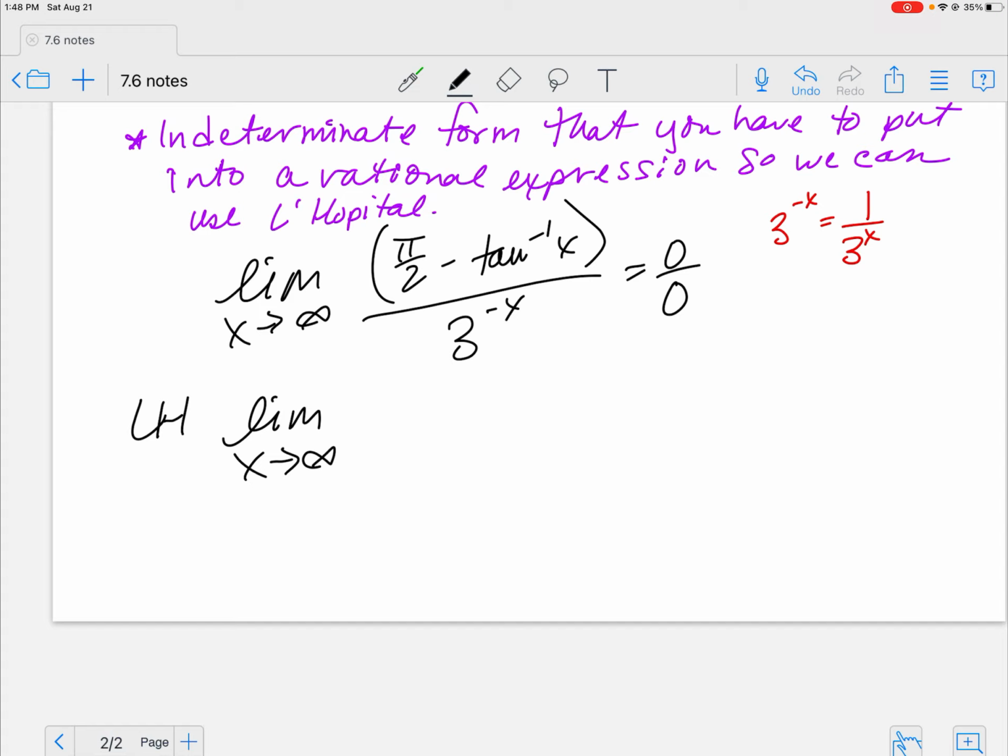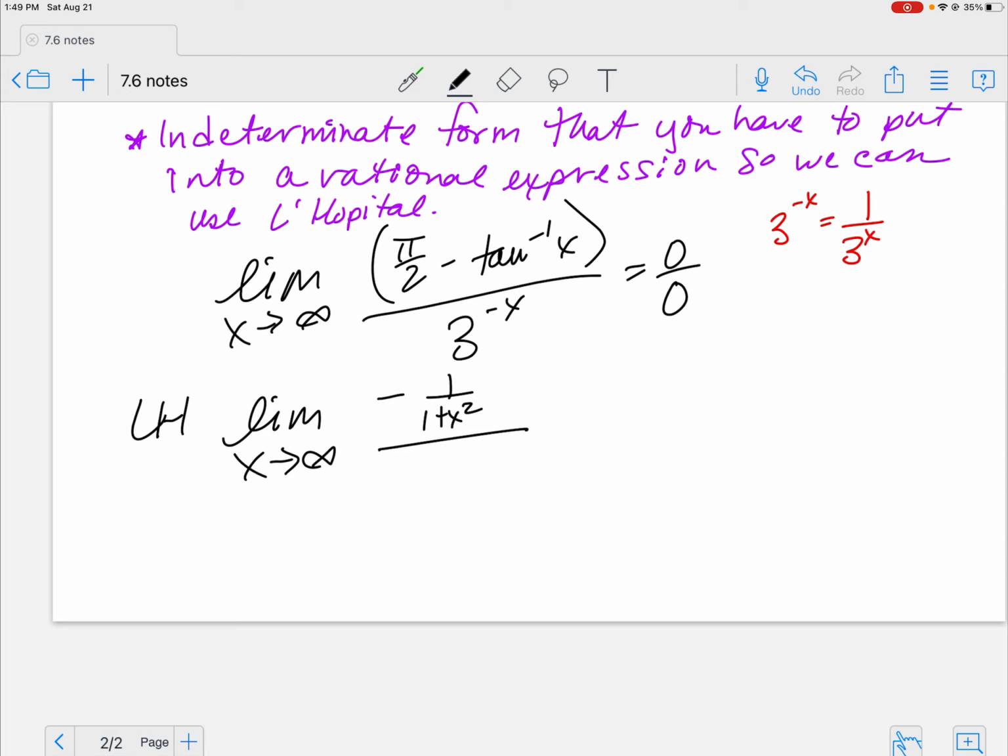And I take the derivative of the top. The derivative of a constant's just 0. But we now know, because of last section, the derivative of the inverse tangent. And I'm just going to write it 1 plus x squared, 1 plus x squared. It's interchangeable.